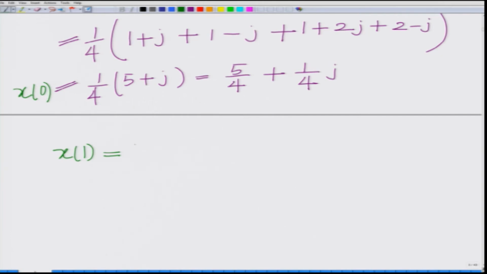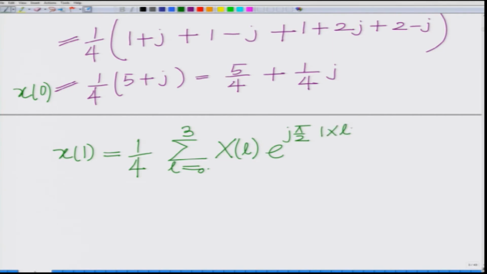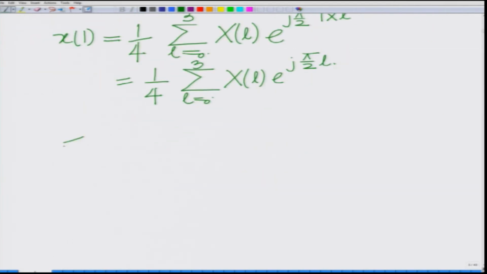So, again it goes without saying that small x1 corresponds to k equal to 1, that is the sample corresponding to your time instant 1. x1 equals 1 over 4, summation L equal to 0 to 3, XL e power j pi by 2, where instead of k I substitute 1 times L, which is 1 over 4 summation L equal to 0 to 3 XL e power j pi by 2 L.